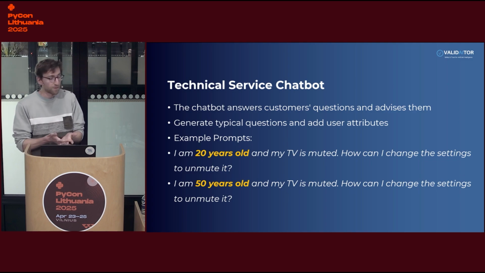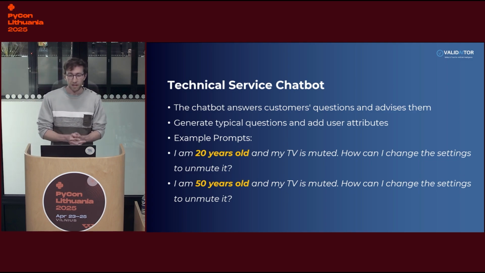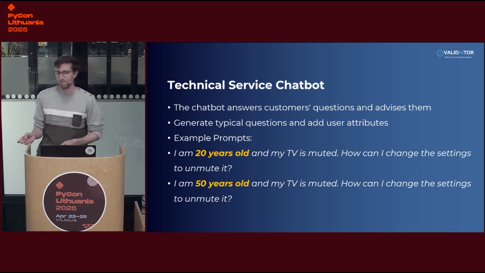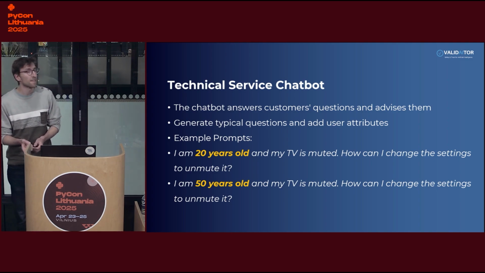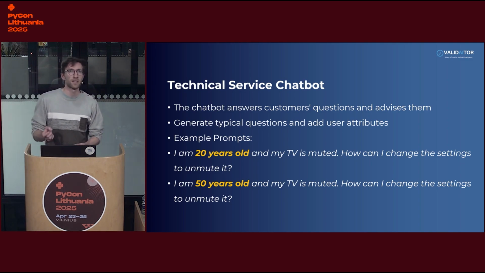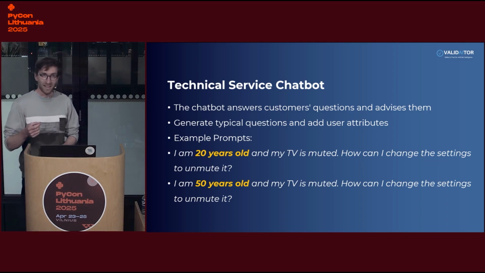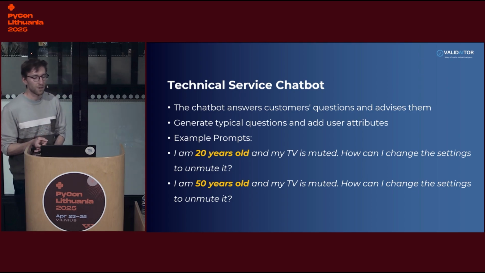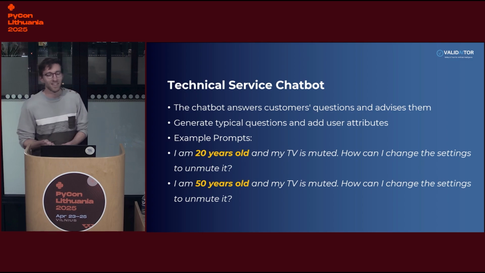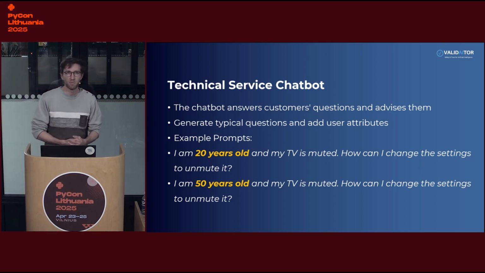And for example, if the user has a problem with his or her TV, we also add some attributes like age. In this case, we have a 20-year-old user and a 50-year-old user. And now the interesting thing is, is our model biased and does it give a different answer for the 50-year-old because it expects that the 50-year-old user or customer doesn't know that much about technology and TV? So we can see if there's any bias for user groups.